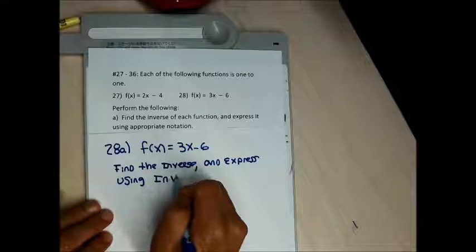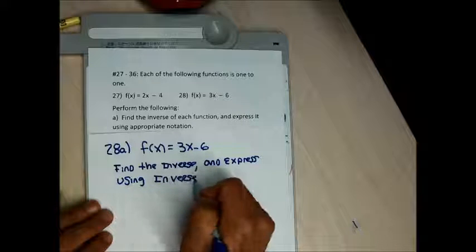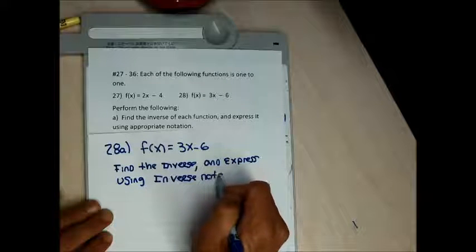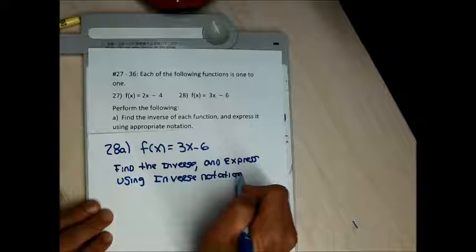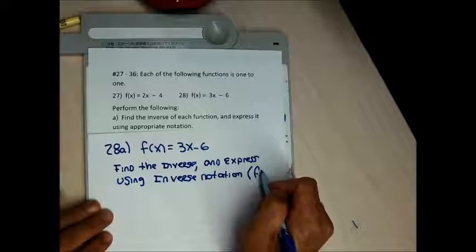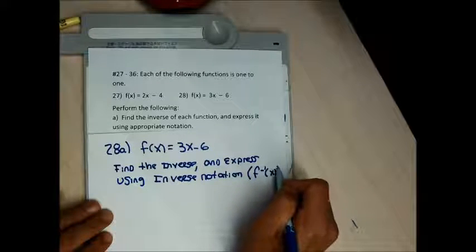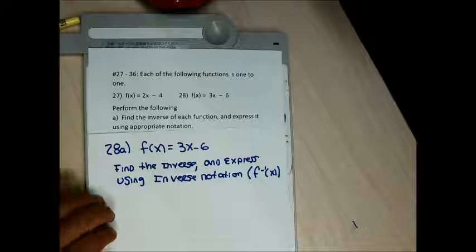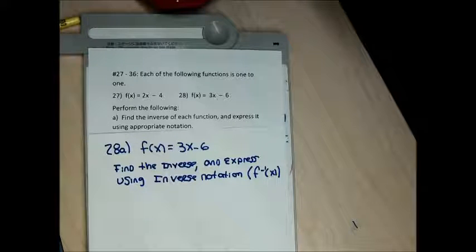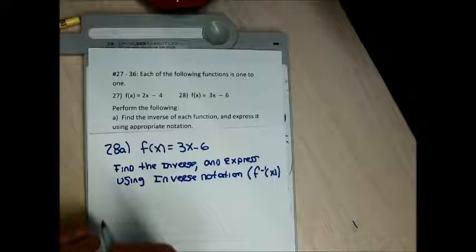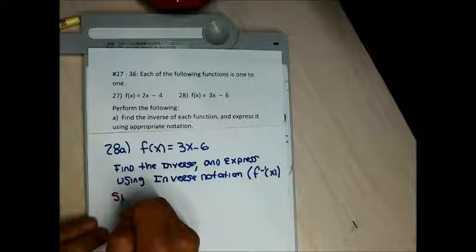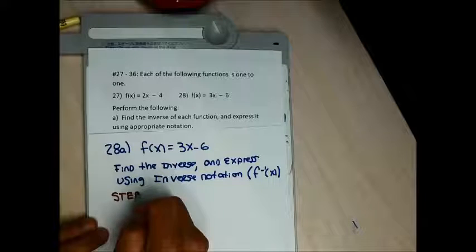And the inverse notation that I'm going to express my answer with, or the appropriate notation that I'm going to express my answer with for the f function, the inverse notation I'm going to express it with is that. So how do I find an inverse? It's just a series of a few pretty basic steps. The first step to find my inverse is to change the function symbol to y.